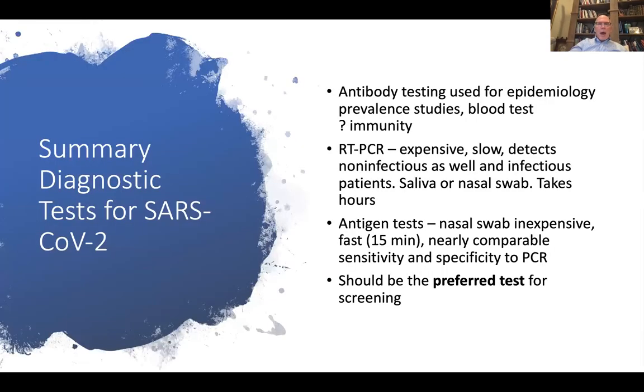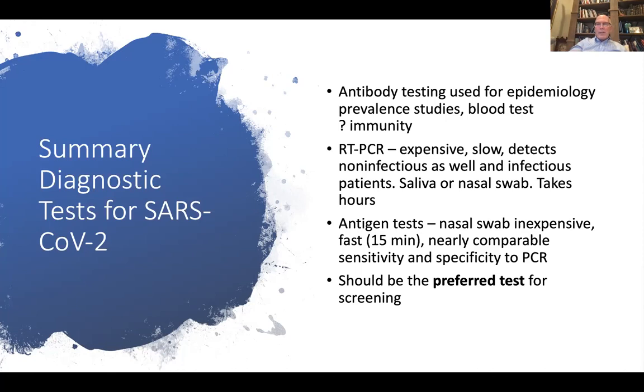So just to summarize, antibody testing is used for epidemiology and prevalence studies, and possibly with the vaccine to test immunity. RT-PCR should be used for diagnosis and deciding on treatment because it is expensive, slow, and also detects non-infectious as well as infectious patients. You need to test by saliva or nasal swab. By the way, the antibody test is a blood test. You're getting the antibodies from your blood.